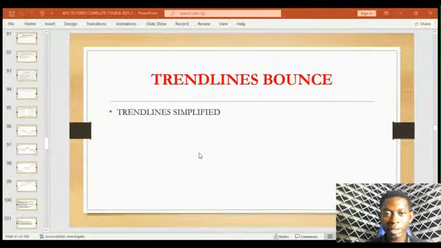Okay. So let me quickly share my screen with you. So let's look at this for a moment. Can you see my screen now? So let's go deeper.